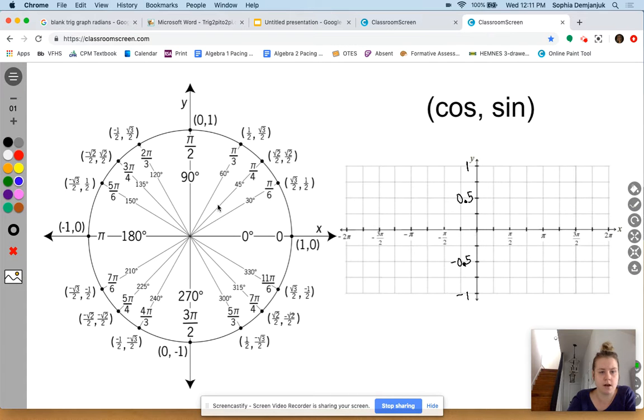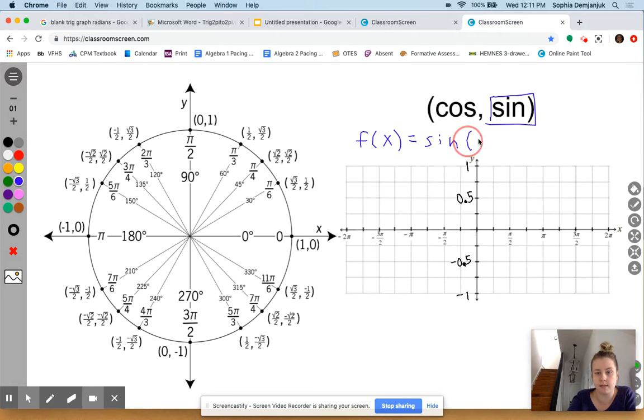For our second graph, I'm going to be doing the sine parent function, which is now dealing with the y coordinate. So I'm doing the parent function for f of x, or y equals the sine of x. I'm dealing with the same radians that I was dealing with before. So we're jumping from 0 to pi over 2 to pi to 3 pi over 2, and then back to 2 pi. Now we're just looking at the y value of the coordinate each time.